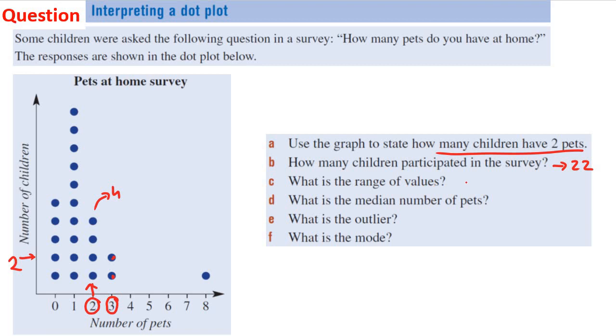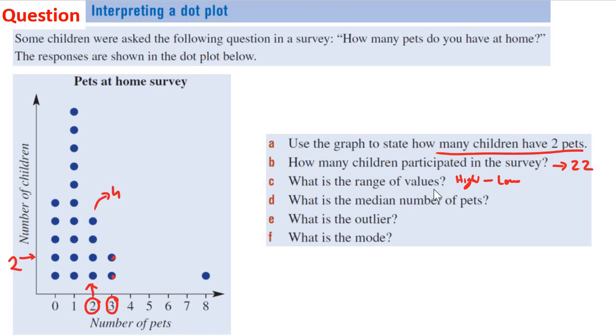Next, what is the range of the values? Now range, you must remember, is the highest value minus the lowest. This I discussed in the first part. Now what is the highest value that you can see over here? Highest is 1, 2, 3, 4, 5, 6, 7, 8, 9, 10. Is this the highest? What do you think? No. This means number of pets 1, and this is the number of children. So basically 10 children are having 1 pet.